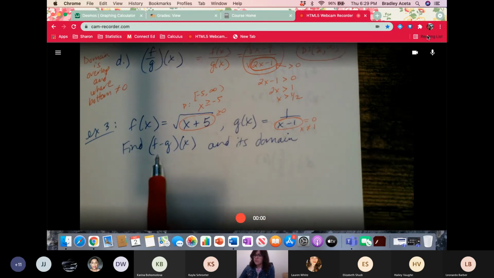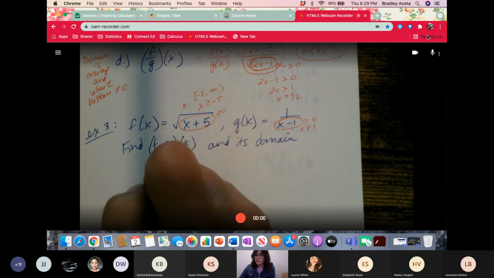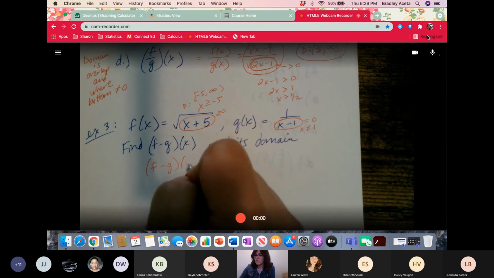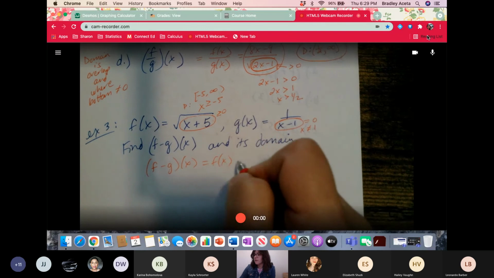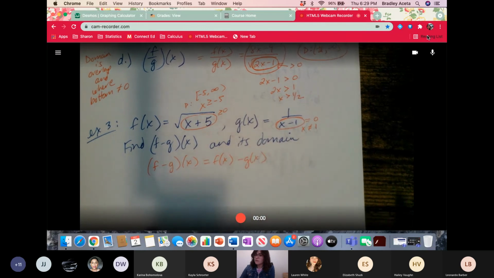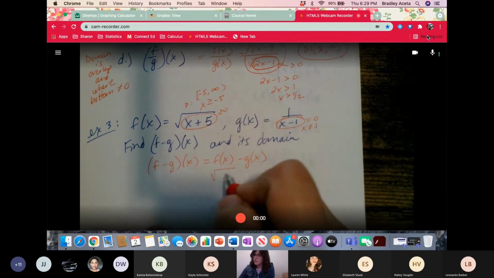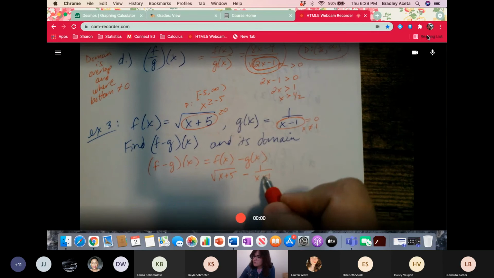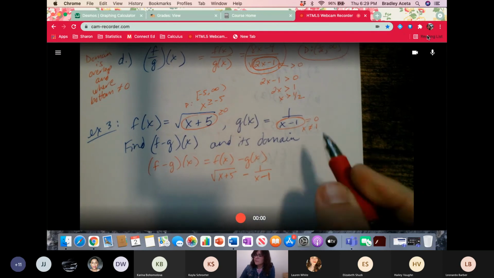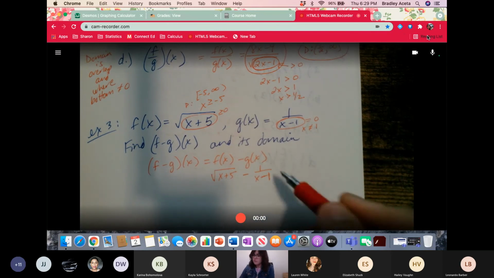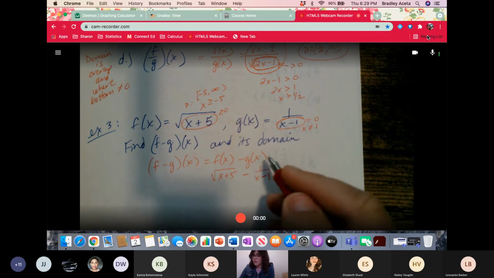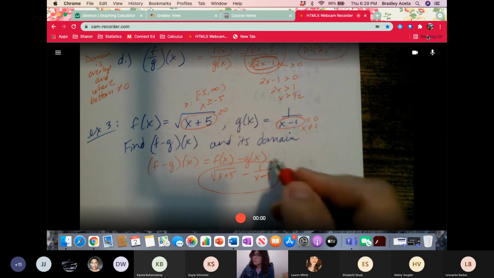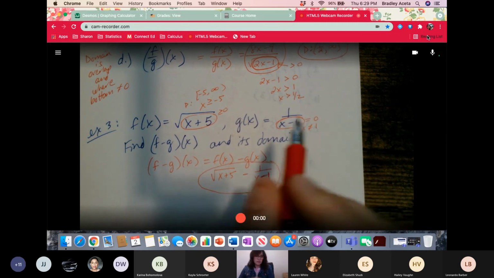So now let's put these two functions together with a subtraction sign. So let's do f minus g of x, which is equal to f of x minus g of x. So I take my square root of x plus 5 minus 1 over x minus 1. And again, nothing really to simplify here. You can leave this alone. But let's talk about its domain.